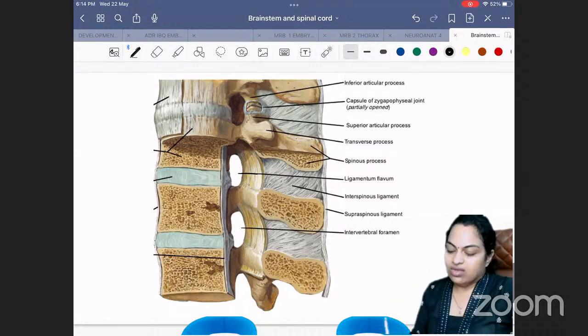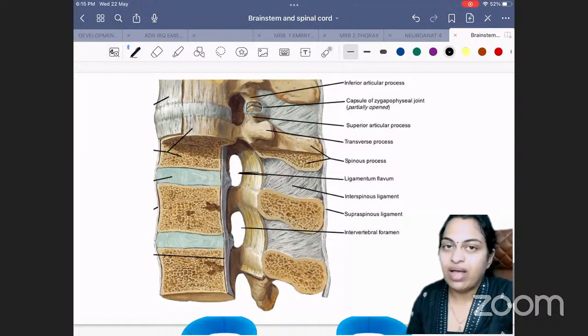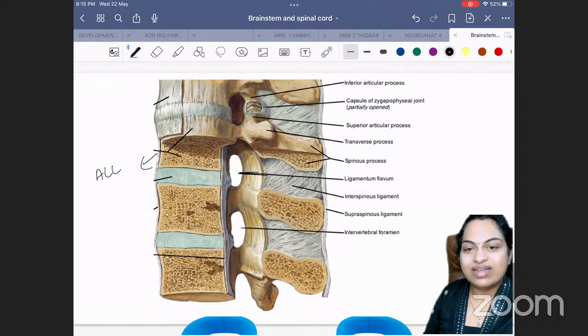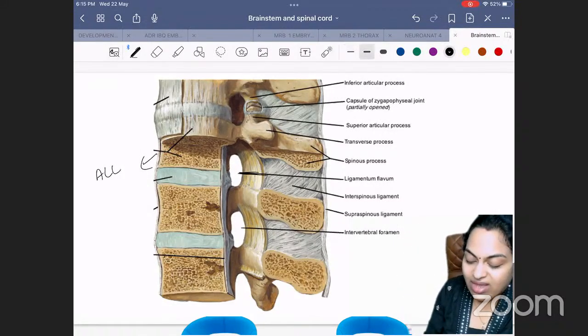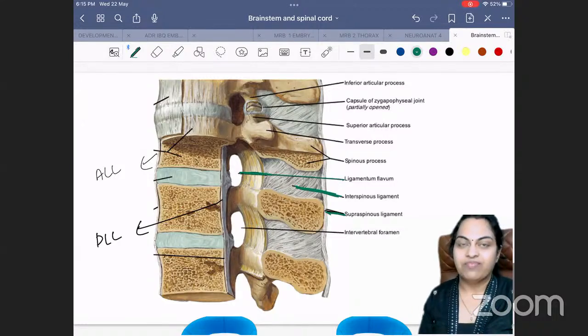Yeah. So here, this is the vertebral canal where you're going to get to see the spinal cord. As I showed you in the previous picture, the anterior surface of all the bodies are connected by the anterior longitudinal ligament. And here the posterior surface of the body, the posterior longitudinal ligament. You can see the supraspinous ligament here connecting the tip of the spinous process. And this is the interspinous ligament. You can make it out. This one is the ligamentum flavum.